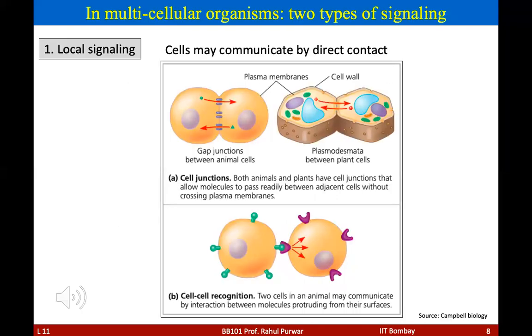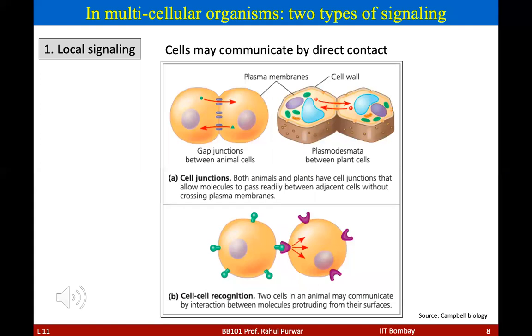In multicellular organisms, there are two types of signaling. One is local signaling. Local means that cells which are next to each other communicate with the neighboring cells. However, the second type is distance signaling, which we will learn in the follow-up slides, where the signaling happens at one site, but the effect can be seen at distant locations.